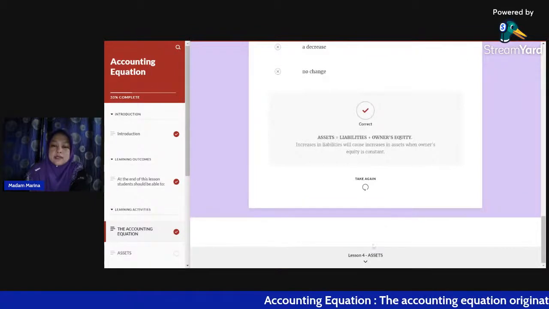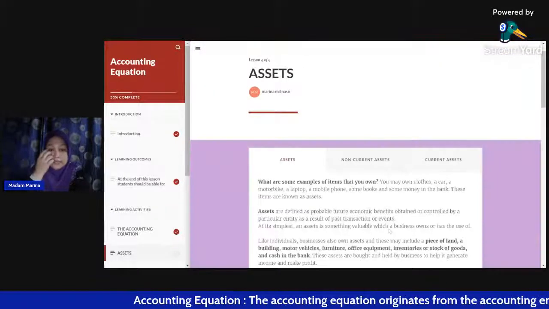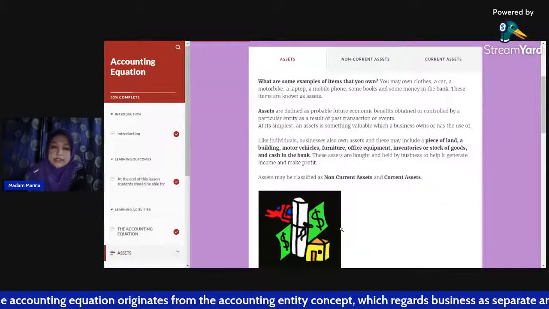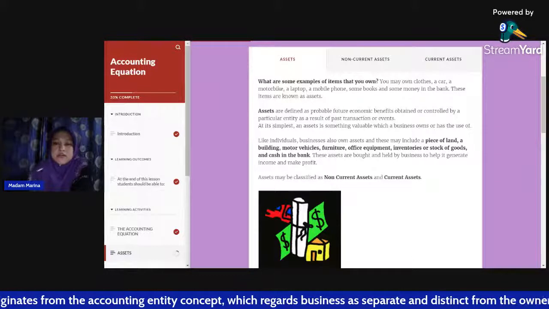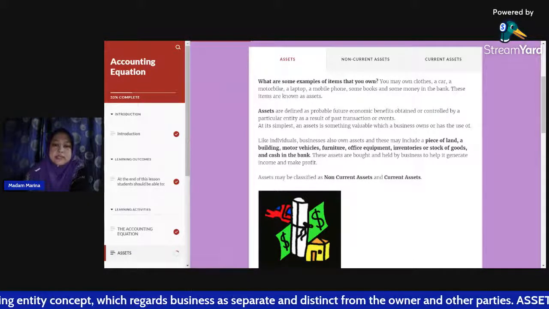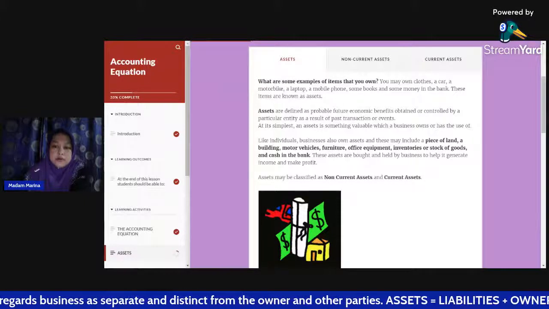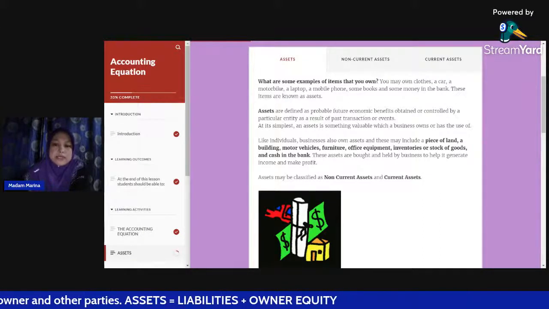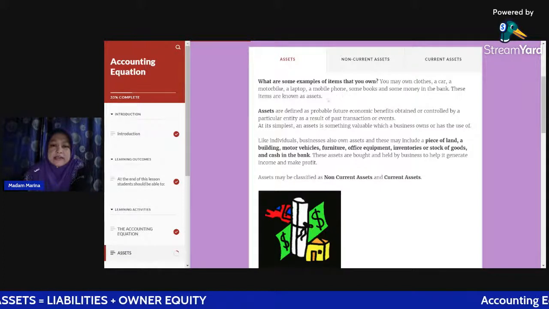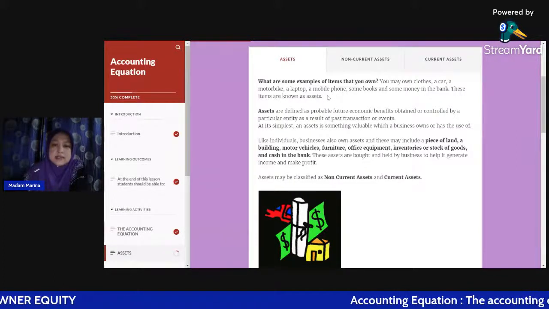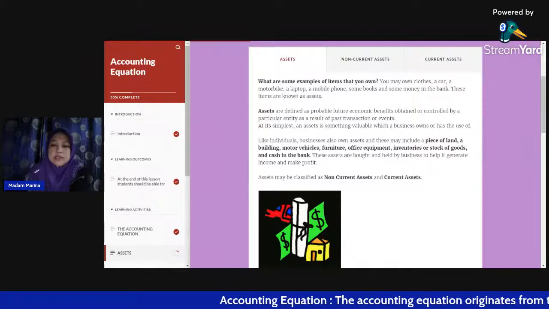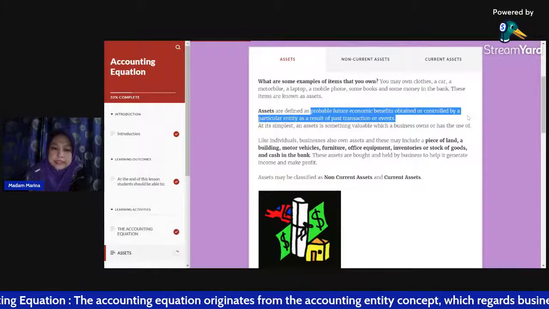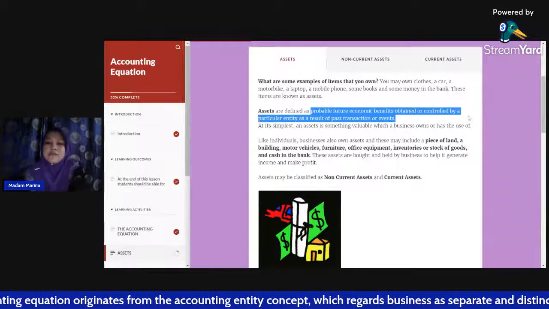Okay, let's move to the next part. What is asset? What are some examples of items that you own? You may own clothes, a car, motorbike, laptop, mobile phone, some books, and some money in the bank. These items are known as assets. Assets are defined as probable future economic benefits obtained or controlled by a particular entity as a result of a past transaction or event.